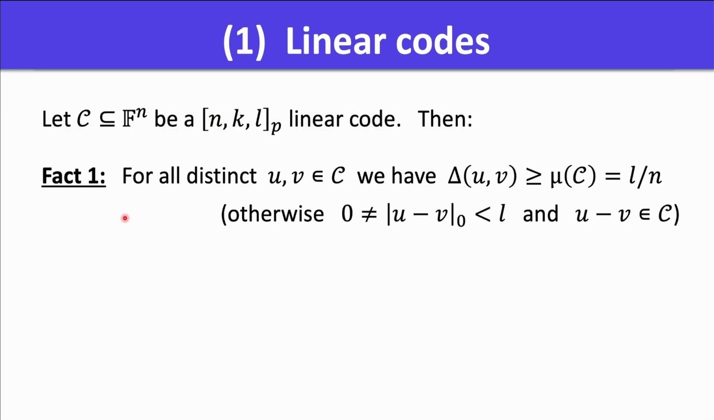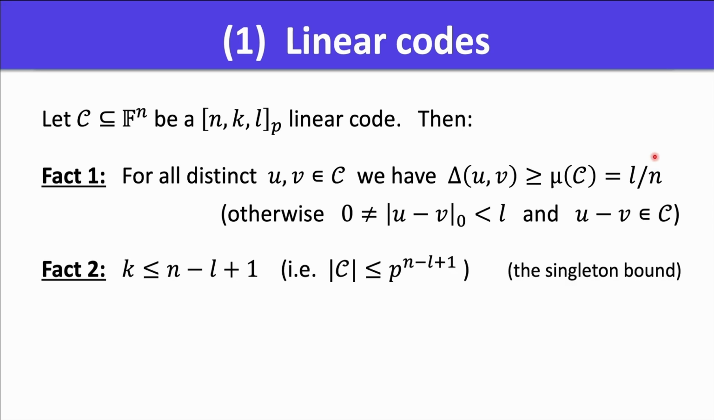So let's recall a few basic facts about linear codes. First of all, for all distinct code words u and v in the code, it must be that the relative distance between u and v is at least L over n. And this is because if the code words were closer than L over n, then really their difference would have weight less than L. And their difference, of course, is also in the code. And this would violate the minimum distance property of the code, which has to be at least L. So in a linear code, every two code words are properly separated in that their relative Hamming distance is at least L over n.